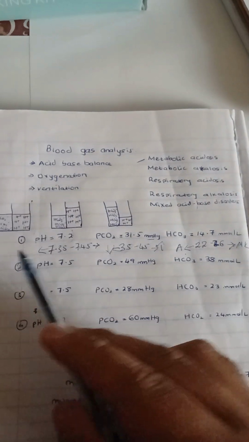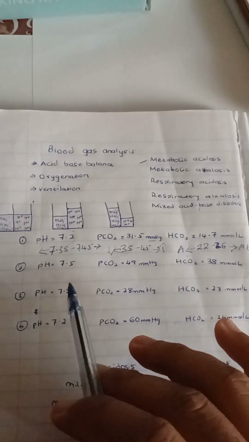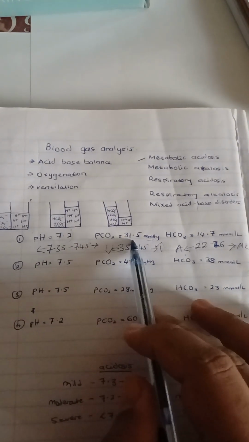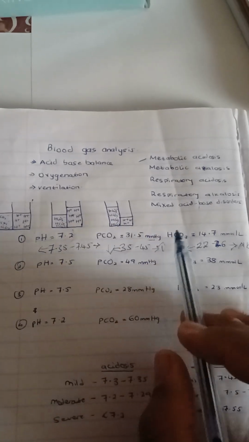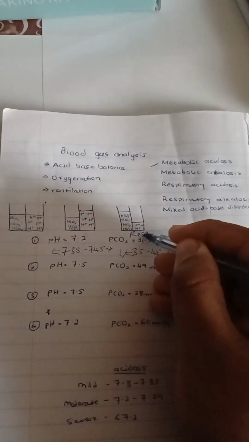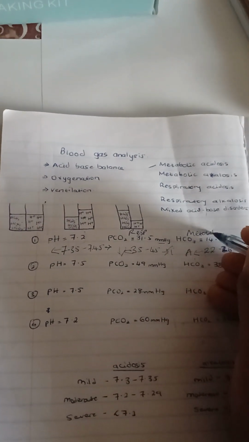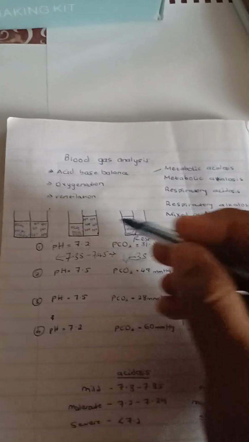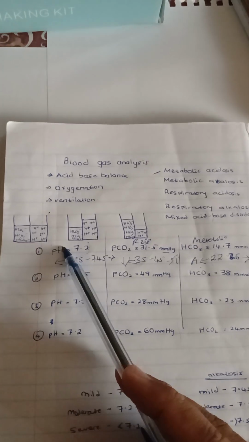So that's why we start with the pH. It tells us first whether it's acidosis or alkalosis. And then from there, we can identify which one is primary and which is compensation. And then the other thing is, PCO2 gives us information about respiratory and bicarb gives information about metabolic. So in short, let's try and answer the first question.